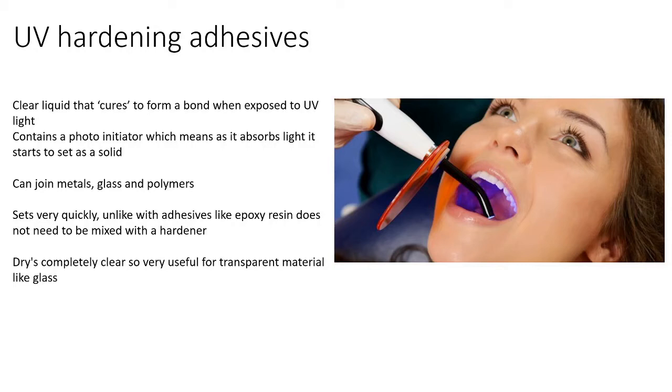If you have had any dental work, you'll have that. I believe that certain nails, like acrylic nails, have done that as well. So what you have is a clear liquid that cures when exposed to UV light. When we talk about dentist stuff, that's when they put that ray gun looking thing and it shines that blue light onto you. It contains a photo initiator, which basically means it absorbs the light and it starts to set as a solid. So it will be used to join things like metal, glass, and polymers together.